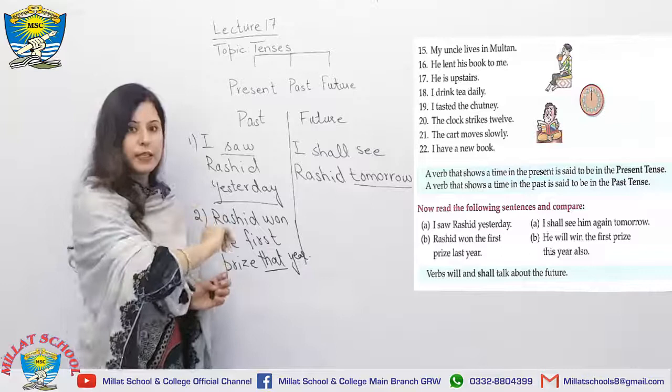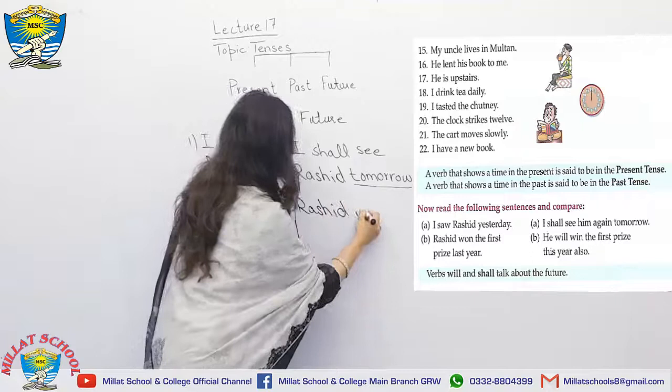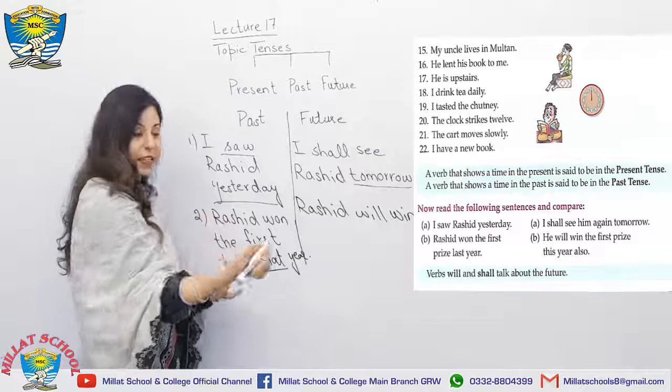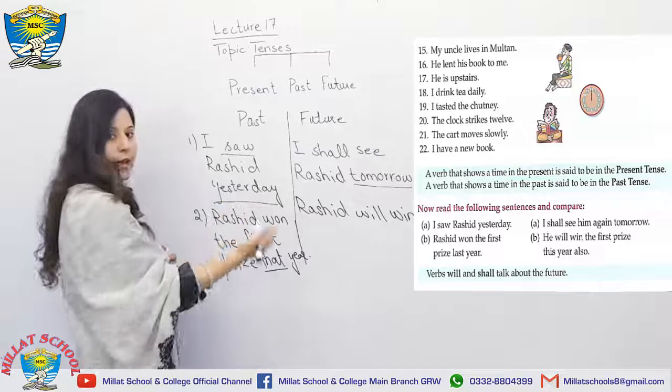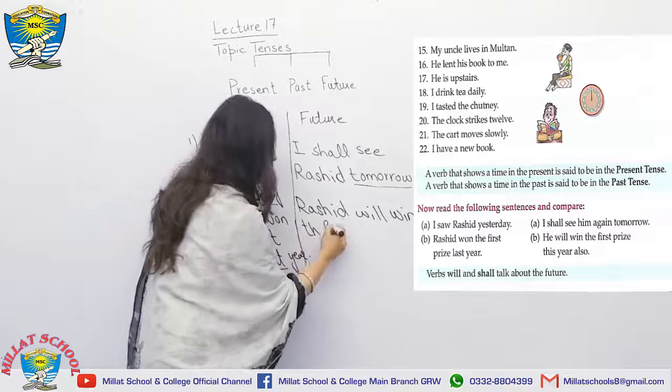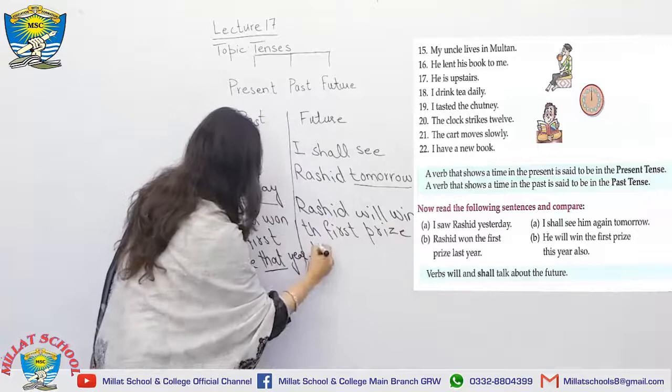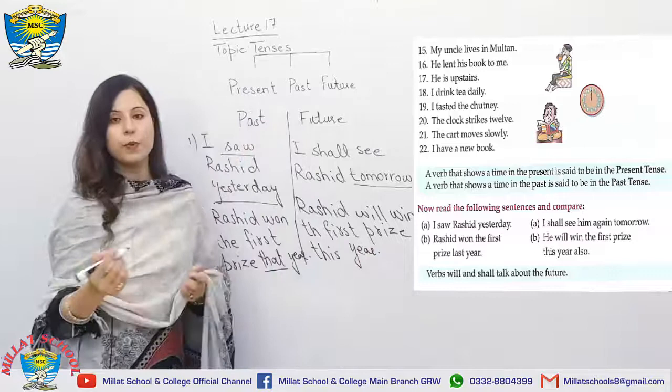So Rashid will win. Now I have to change the form of the verb here again. So I shall change won to win, the first form of the verb. Rashid will win the first prize this year. That will be changed to this, because this is going to happen.